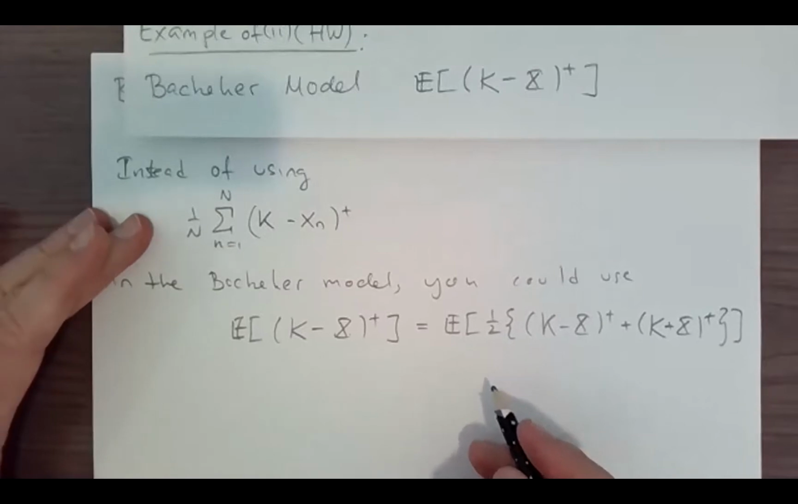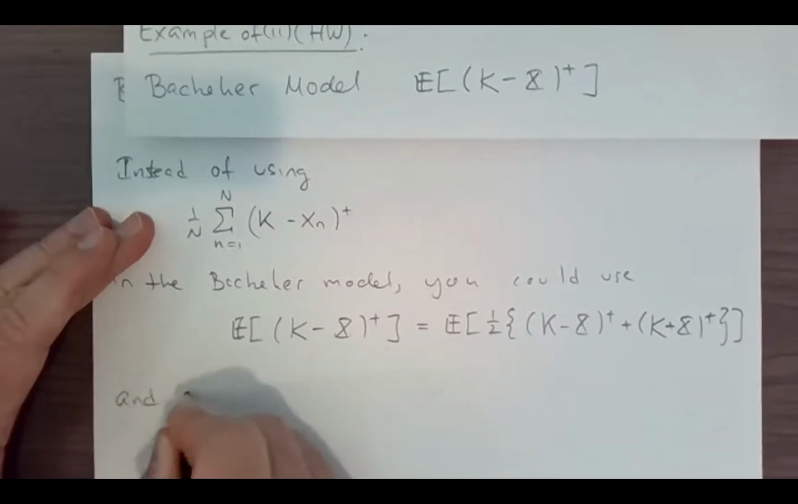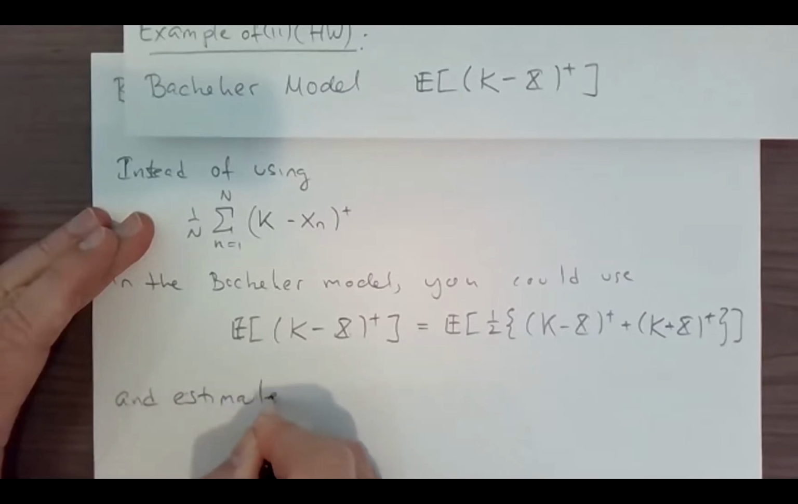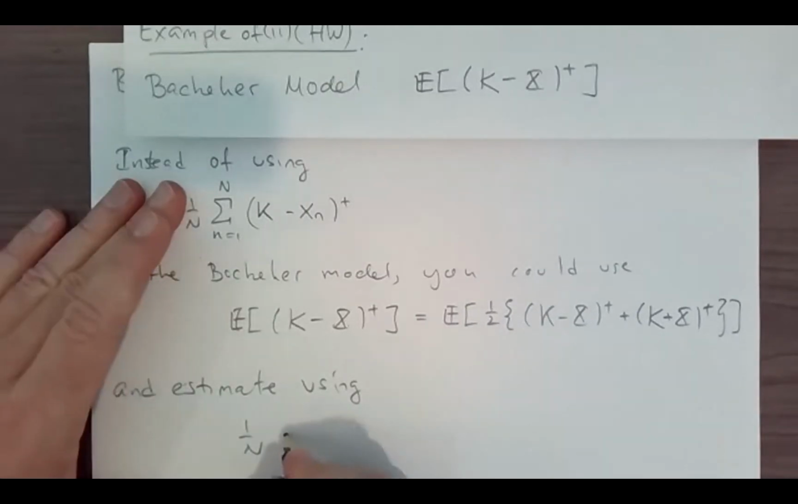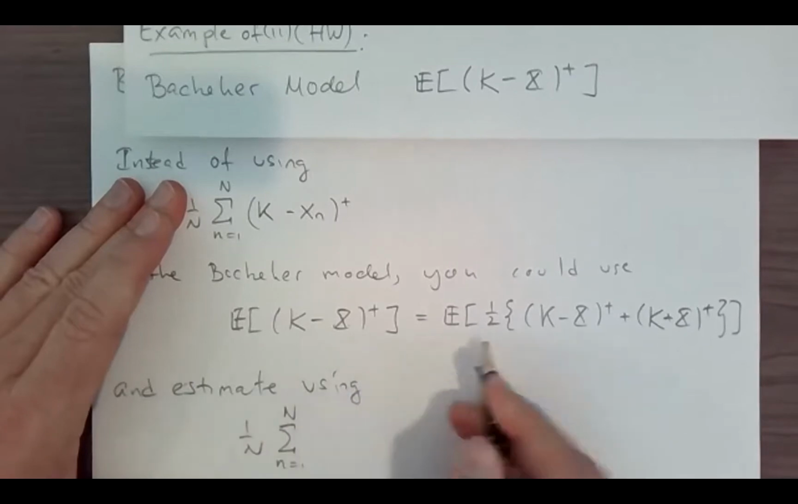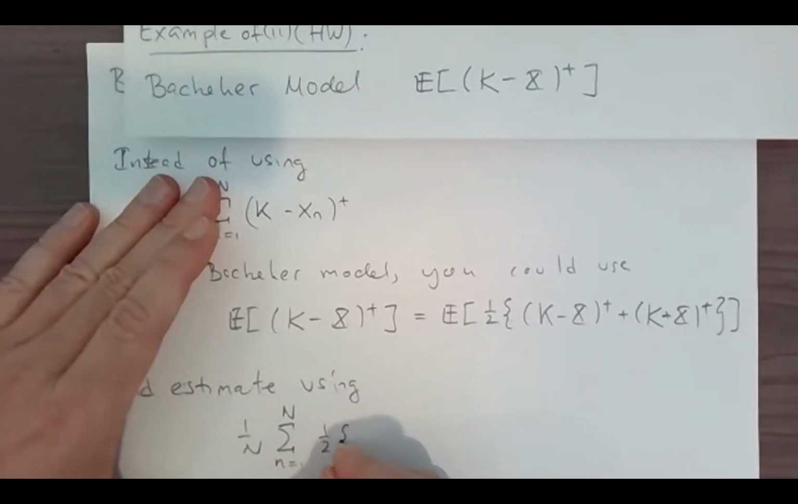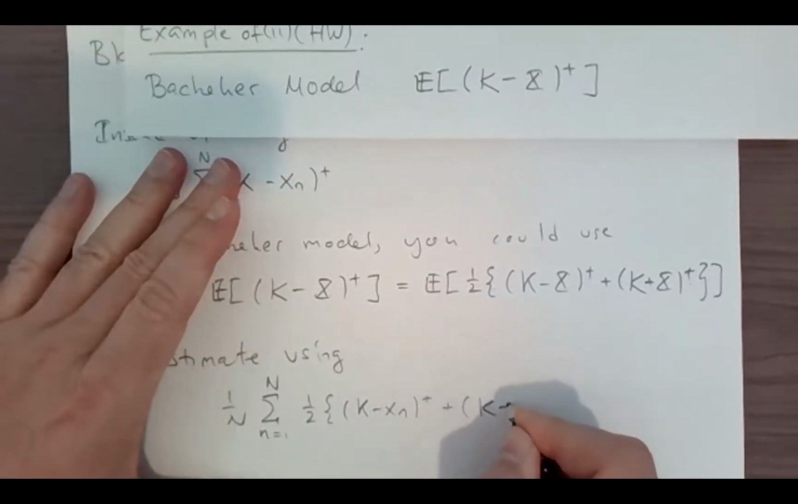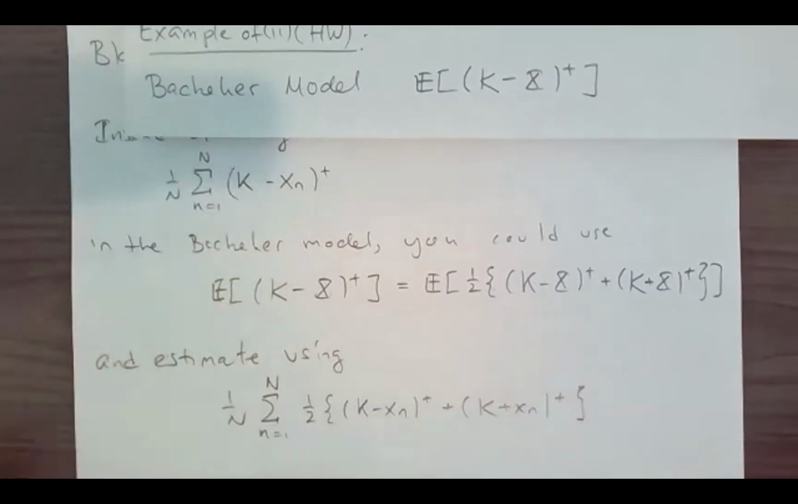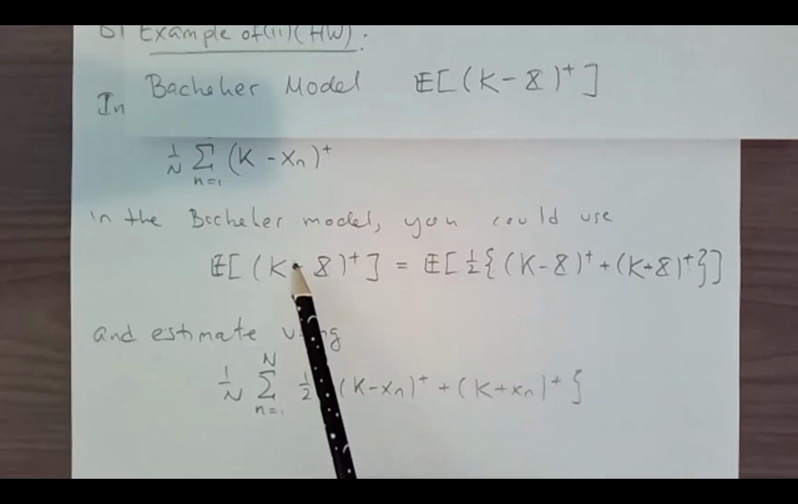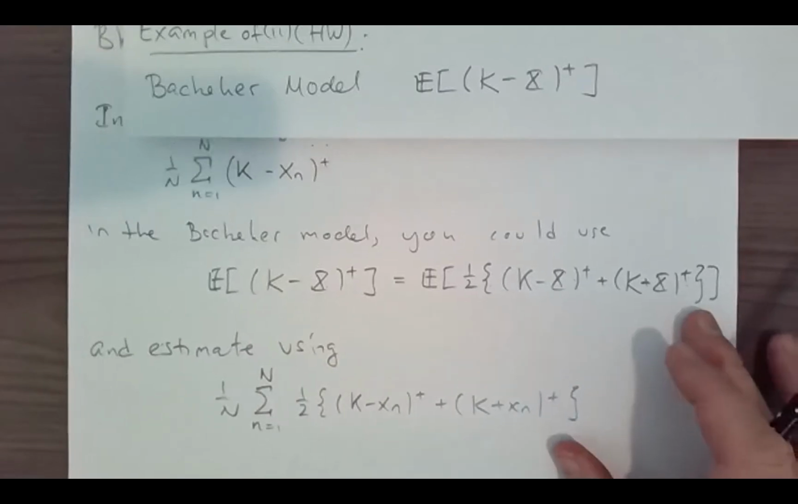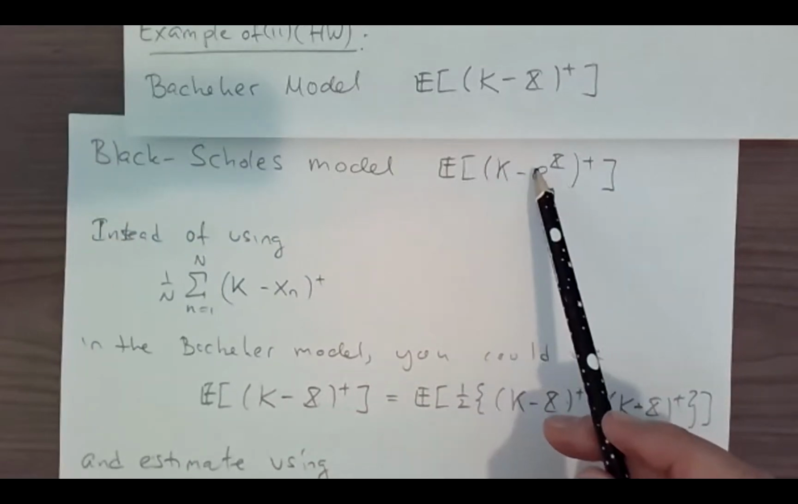You can use a distance property, and then you could estimate using 1 over n, and then the sum. And then you sample in here. So this is going to be 1 over 2, k minus xn positive part plus k plus xn positive part. And the point being that the variance of this quantity here is typically much smaller than the variance of this quantity. And something similar, of course, can be done for the Black-Scholes model.